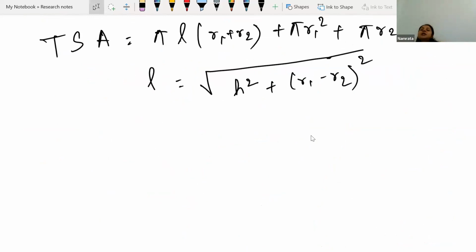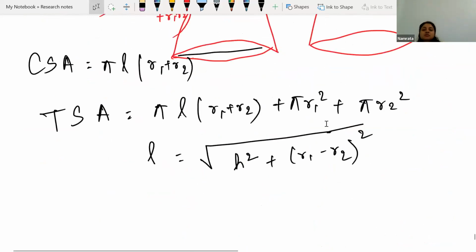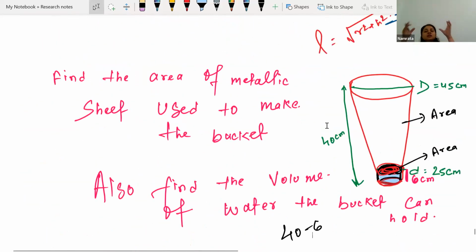How much metal will be used? That means, as we have already discussed, the frustum of a cone's curved surface area, then the circular bottom area, and then the hollow cylinder's curved surface area. You will add all of them and you will get the area of the metallic sheet which will be used.